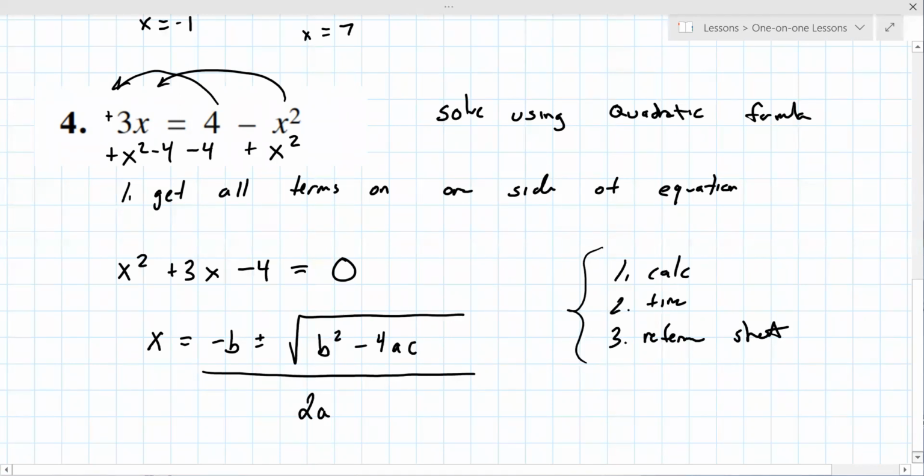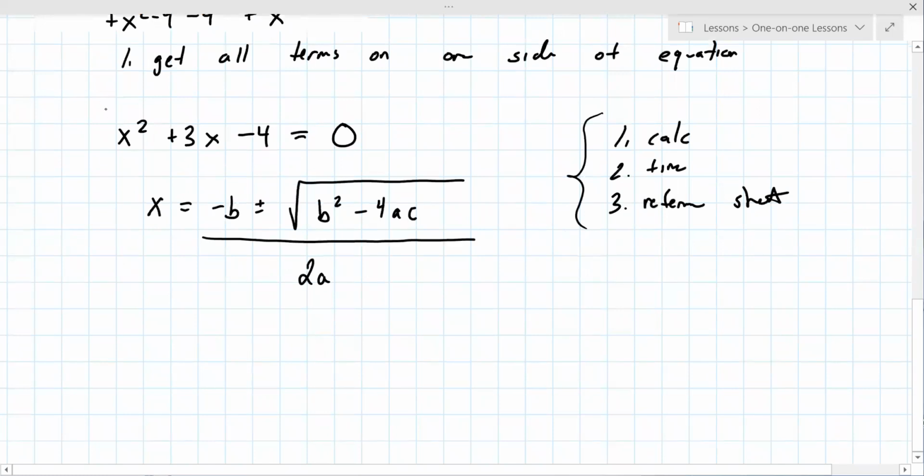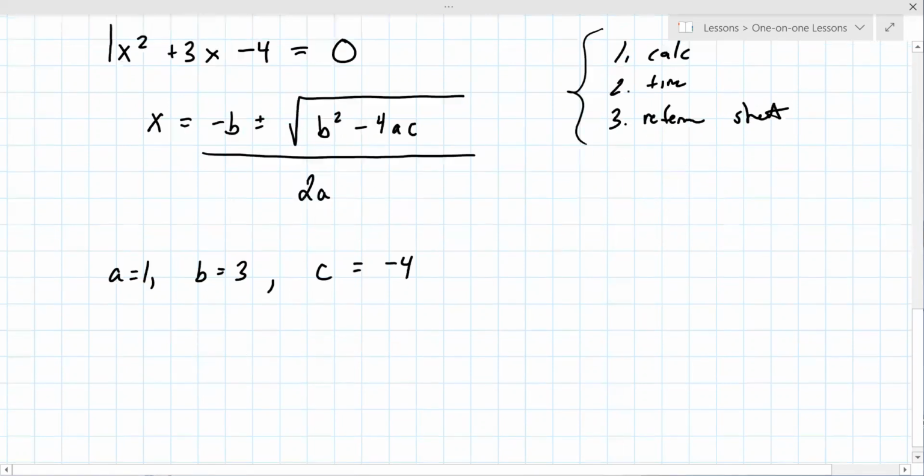So, what is a? What is b? What is c? A is the number in front of x squared, so we know that a equals 1. B is the number in front of x, and it takes on the sign. So here it's positive 3. C is the other number, which is negative 4. So it's just a matter of putting these numbers into the equation to get the answer here.